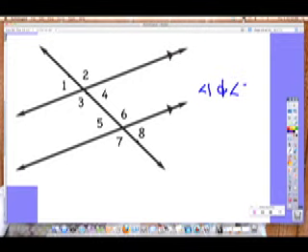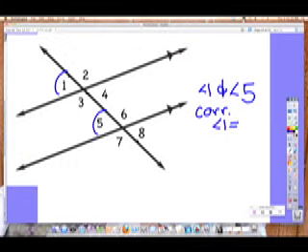Perfect. Okay, so how about angle 4 and angle 5? These two. Oh, perfect. And then what about them? What about alternate interior? Congruent. Perfect. So angle 5, angle 4, I'm just going to put that as alternate interior.